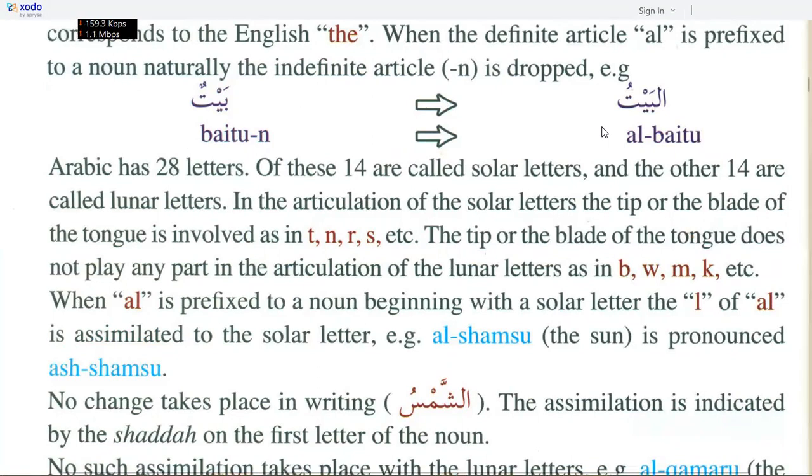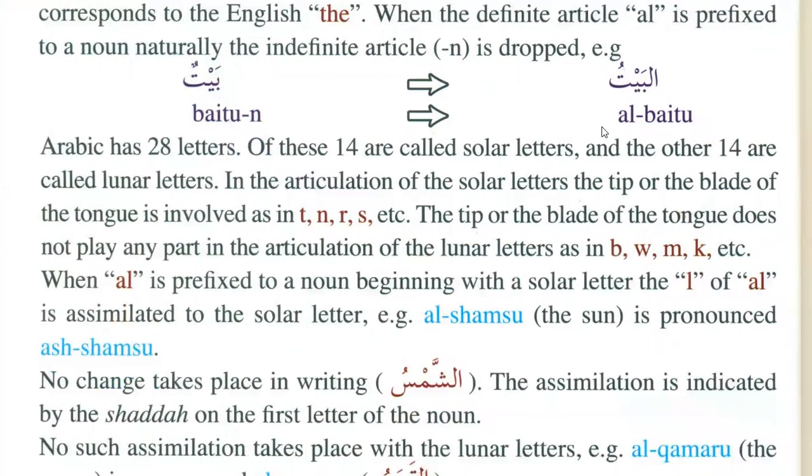Arabic has 28 letters. Of these, 14 are called solar letters, and the other 14 are called lunar letters. In the articulation of the solar letters, the tip of the blade of the tongue is involved, as in ta, nun, ra, sin, etc. The tip of the blade of the tongue does not play any part in the articulation of the lunar letters, as in ba, waw, mim, kaf, etc.